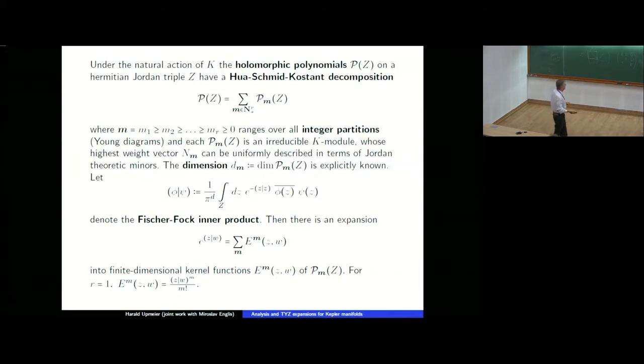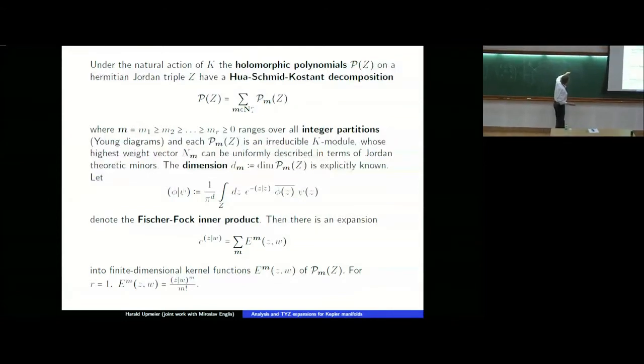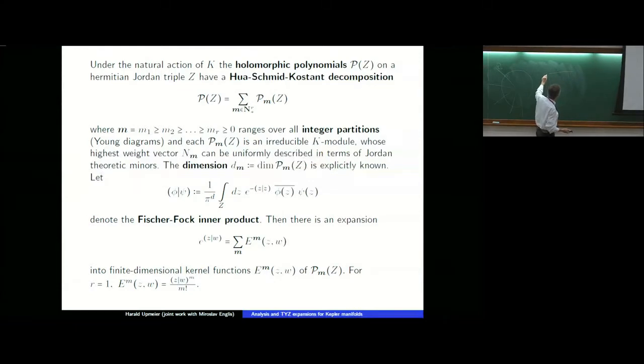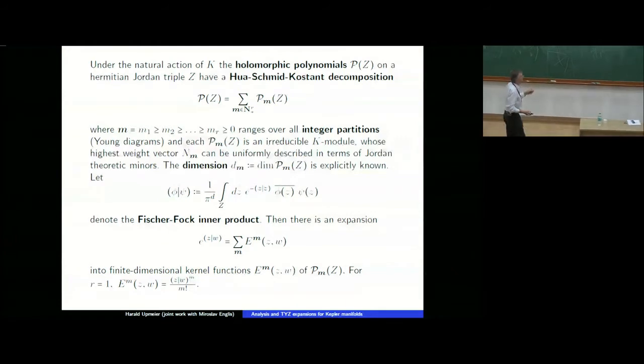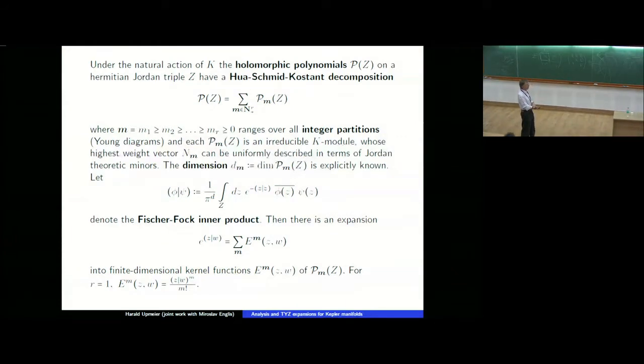So every partition, every Young diagram with at most R rows, gives rise to such an irreducible K module, and it is completely uniform for all Jordan triples. I proved that the highest weight vector can be described by Jordan theoretic determinants, and the dimension d sub m is explicitly known.